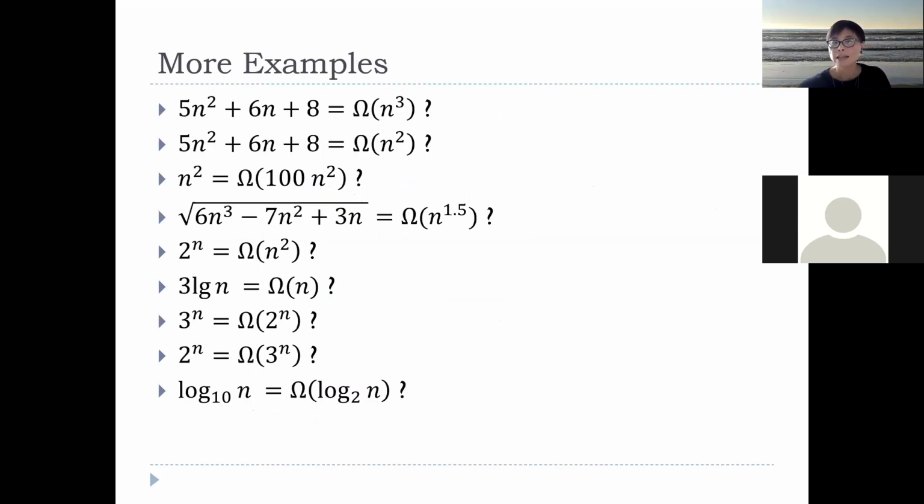All right, and here are some more examples. I will not go over all of them. Many of them can be done by similar tricks. Let's just look at a few of them. The first one, intuitively, the left-hand side essentially is a quadratic function, the dominating term, while the right-hand side is a cubic function. So what do you think? Does this hold? Is a quadratic function bounded from below by a cubic function?